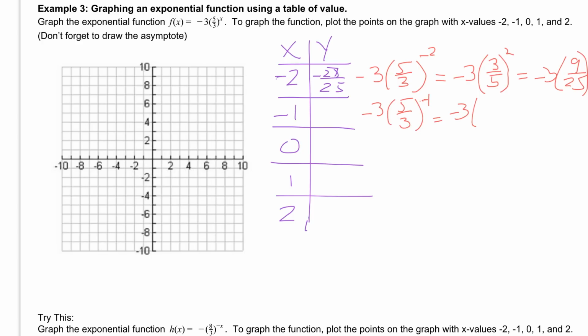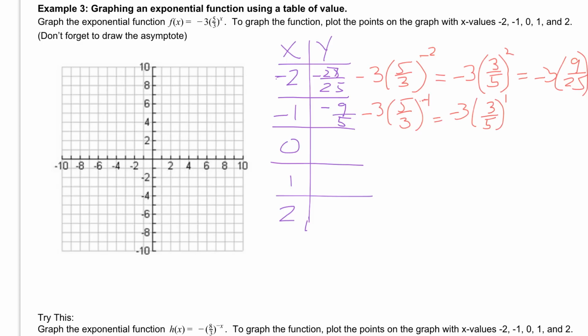Okay, sorry about the interruption. So we've got negative 3, and then we take the reciprocal, so it becomes 3 over 5, and then it becomes a positive 1 exponent. You don't really have to raise it to the first power because it stays the same. So basically we have negative 3 times 3/5, which is negative 9 over 5. Let's fill that in our table. We have negative 9 over 5.